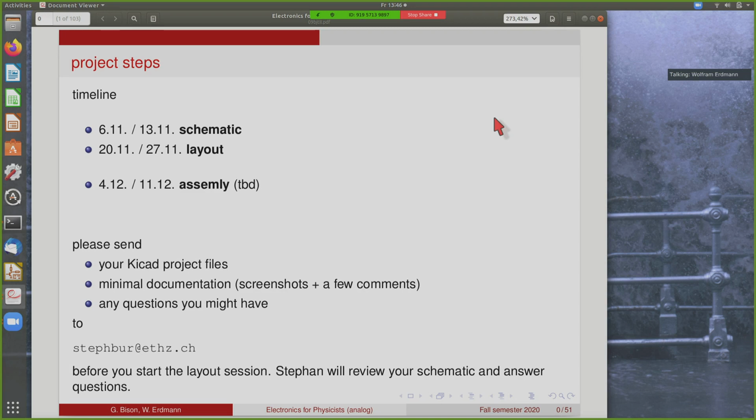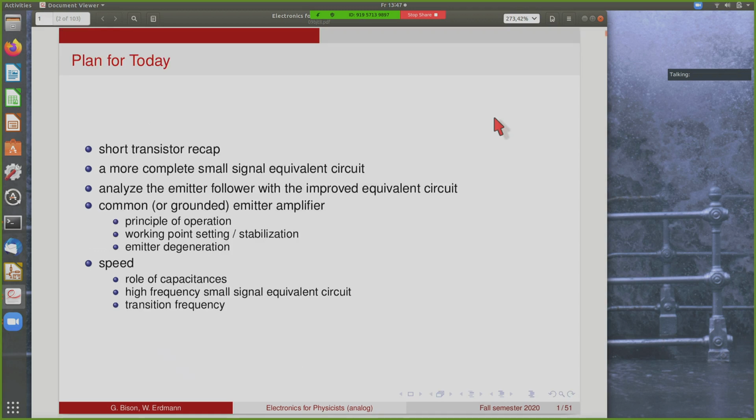Before you start the layout, please send your KiCad project files of the schematic with a bit of documentation, like screenshots and some comments, to Stefan. The email address is on this slide. Please also ask any questions that you might have. He will try to review your schematic to make sure that it's fine for starting the layout, and he will try to answer your questions. Okay, so let's move to today's lecture.